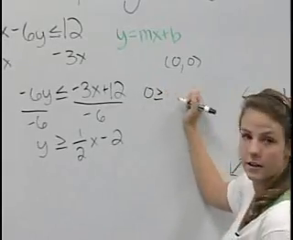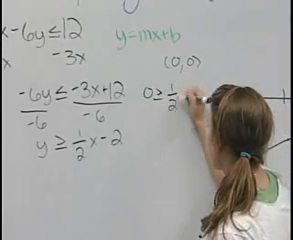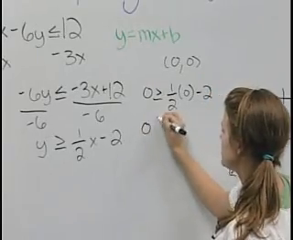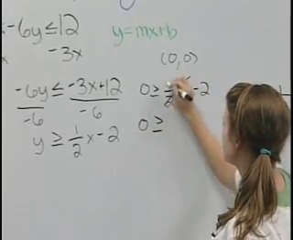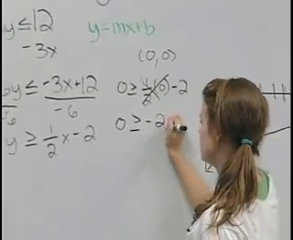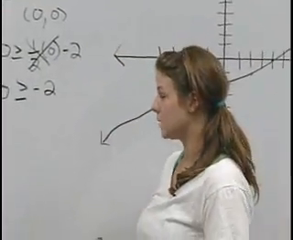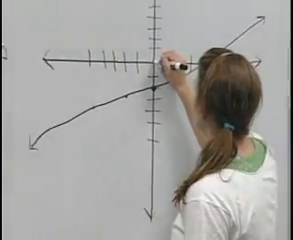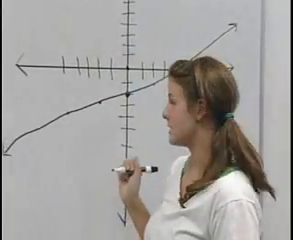0 is greater than or equal to 1/2 times 0 minus 2. And then when you solve that, this cancels, to negative 2. So 0 is greater than or equal to negative 2? Yes, it is. That's a true statement. So you know that here is a true point and that it does exist.